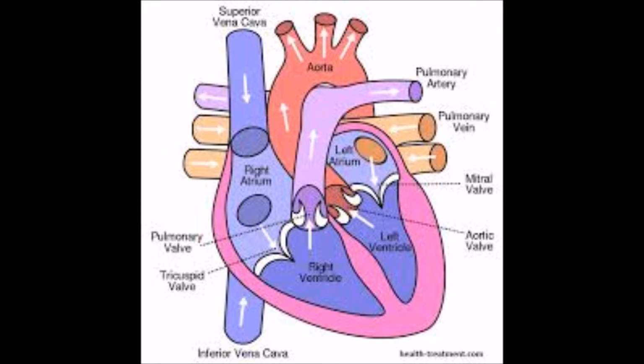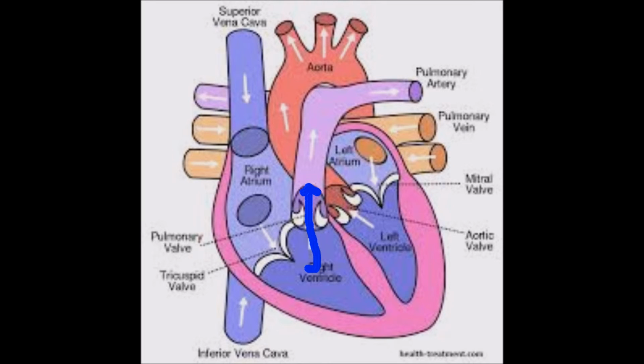Circulation of the heart. The inferior vena cava brings unoxygenated blood from the lower part of the body and the superior vena cava brings unoxygenated blood from the upper part of the body. The unoxygenated blood enters the right atrium. The tricuspid valve opens and the blood goes through. Blood then enters the right ventricle.